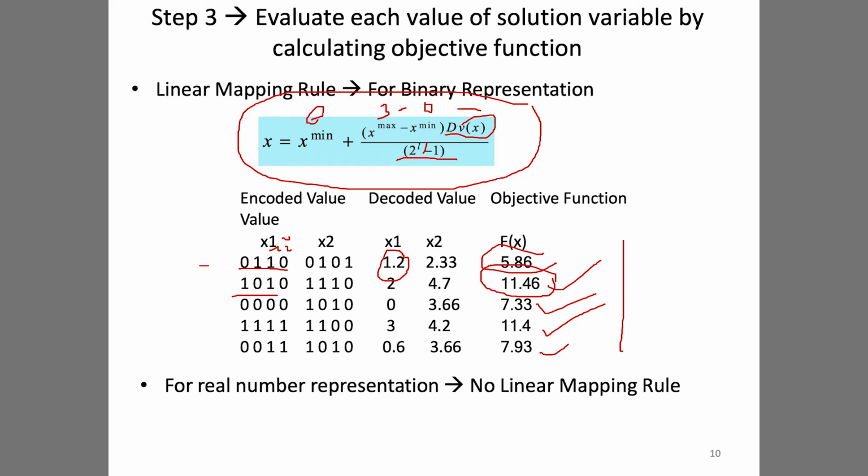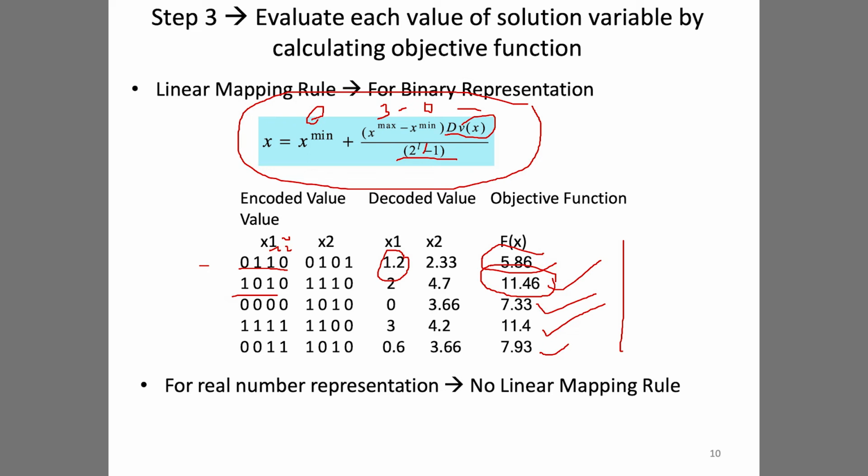So this range should be mapped to the range of 0 to 15 in the case of 4 binary bits. When you choose a binary number representation for solving such kinds of problems, you need to apply a particular rule called the linear mapping rule. The formula for the linear mapping rule is given here. The decimal value for a number x should be the minimum range value plus the ratio of the maximum value minus the minimum value, times its equivalent decimal value, divided by 2 to the power L. Here, what is L? L is the number of binary bits.